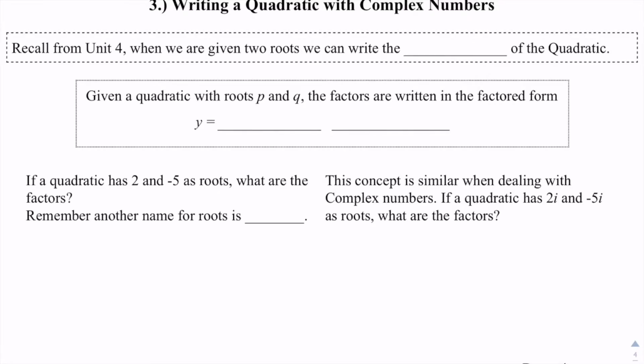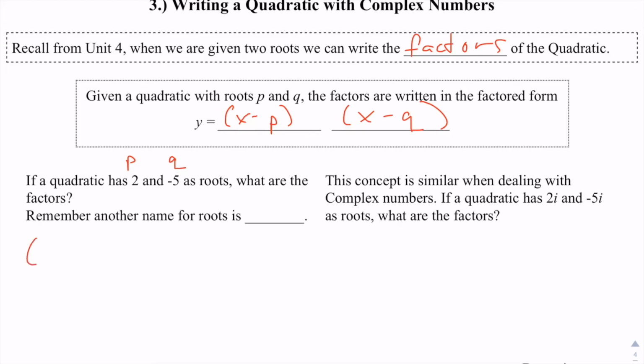Recall from Unit 4, when we are given two roots, we can write the factors of a quadratic in factored form. Given the quadratic with roots p and q, the factors are written in factored form of y equals x minus p and x minus q. So if a quadratic has 2 and negative 5 as its roots, what are the factors? Well, then we said this 2 was the p and this negative 5 was the q.